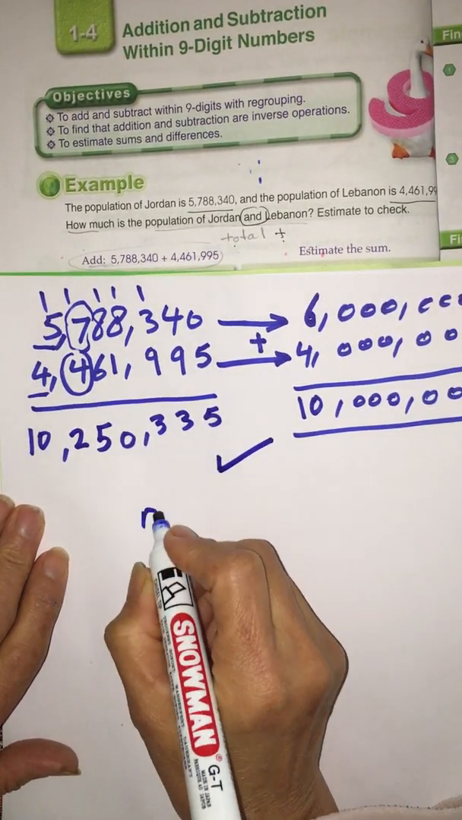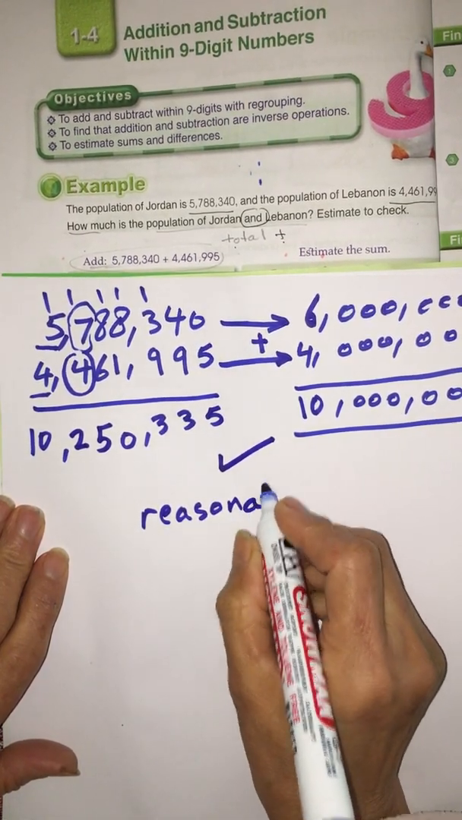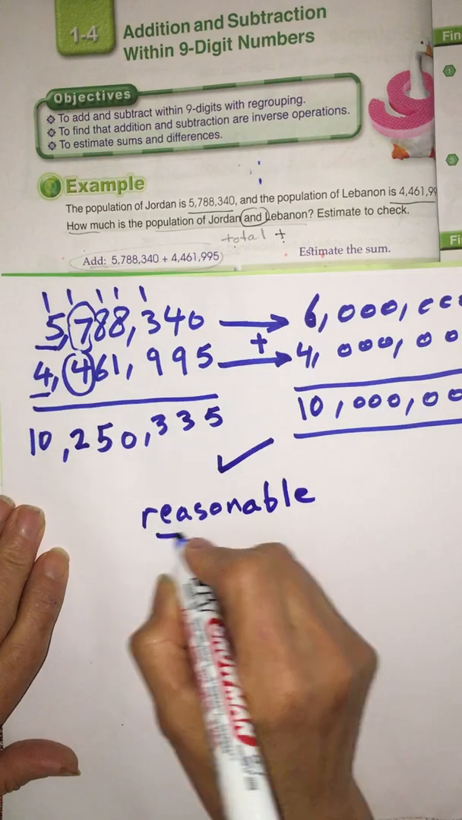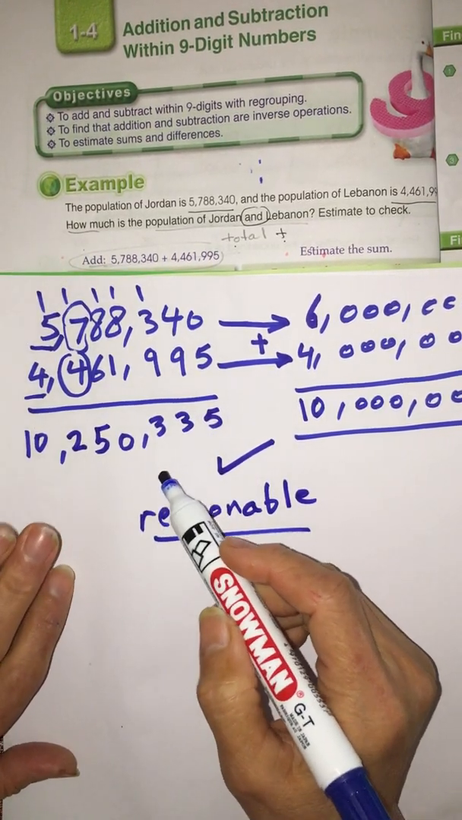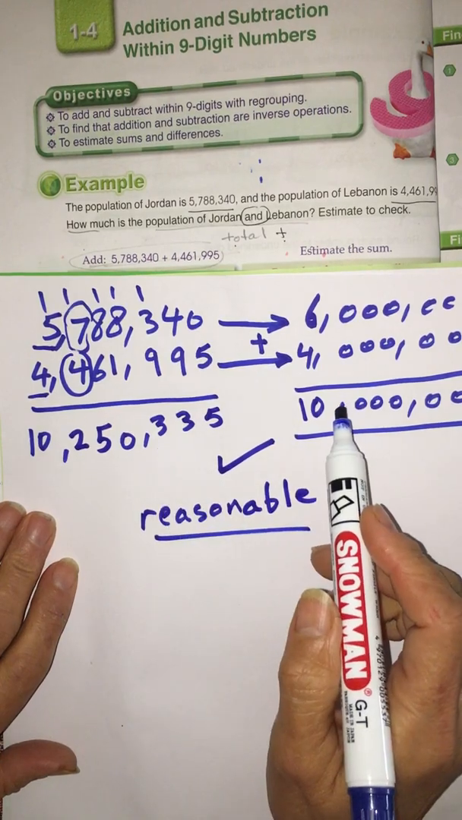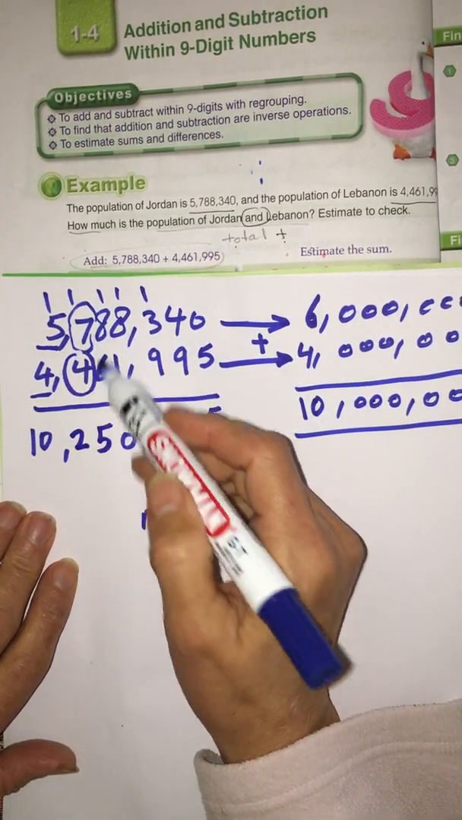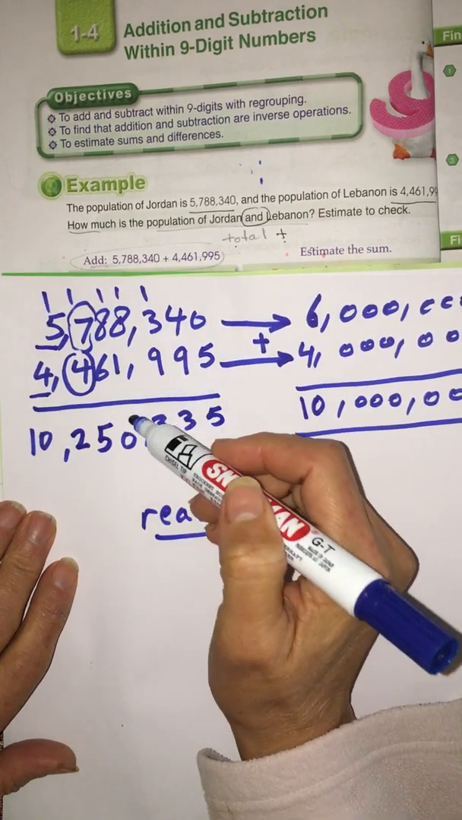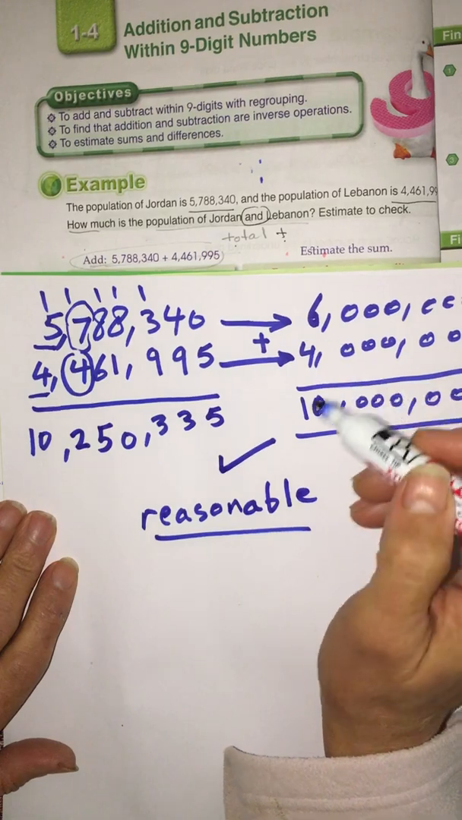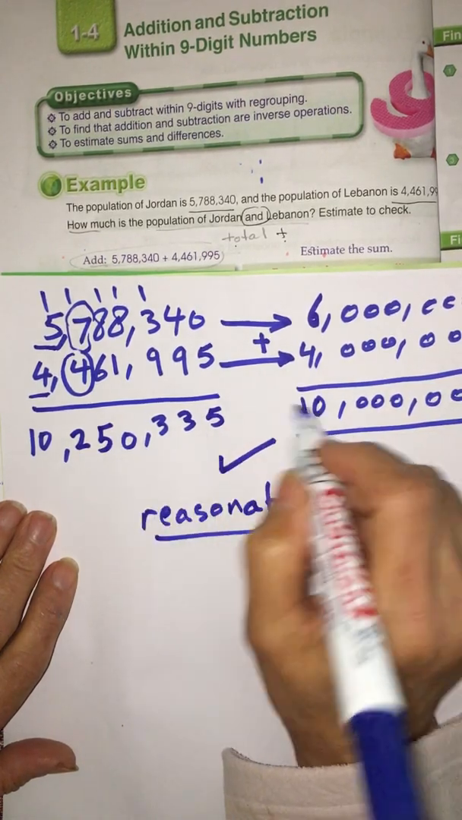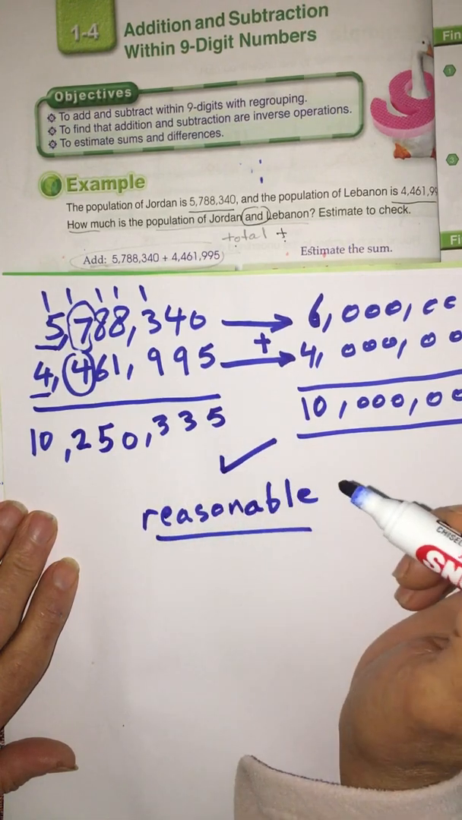I will write reasonable يعني معقول. Yes. يعني it works. Yes, they are close to each other. Number 1, align the digits under each other vertically. Estimate. Compare between the estimation and the exact answer. You will find they are very close to each other.